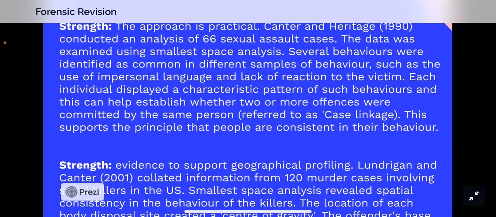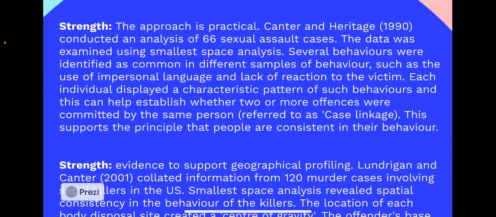So, the approach is practical. Canter and Heritage conducted an analysis of 66 sexual assault cases. They examined the data using smallest space analysis. Several behaviours were identified as common in different samples of behaviour, such as the use of impersonal language and lack of reaction to the victim. Each individual displayed a characteristic pattern of such behaviours, and this can establish whether two or more offences were committed by the same person. And this supports the idea that people are consistent in their behaviours.